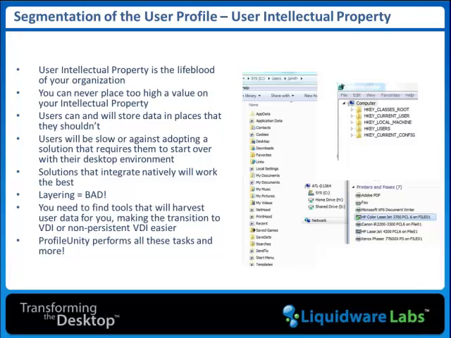So harvesting all those different user shell folders that are present inside the center of the screen is what Profile Unity does. Making those things seamlessly available inside of a network resource that's properly backed up ensures that your user's intellectual property is being treated as it should.